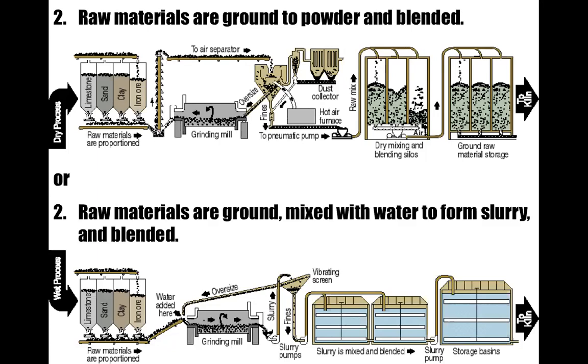To grind the raw materials, we could use the so-called dry process, where no water is added during grinding, or the wet process, where water is added during grinding. The dry process is currently used by modern cement producers, because the energy use is less. So again, the dry process is more used these days. After grinding, the raw materials will be stored.